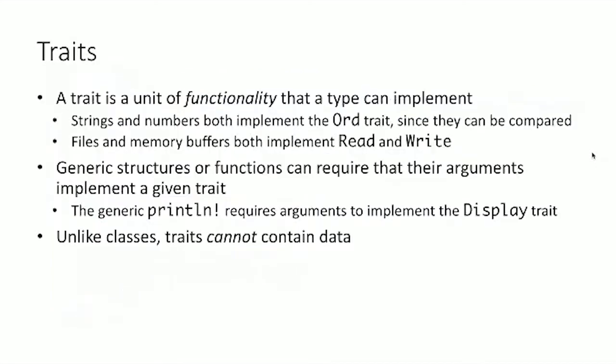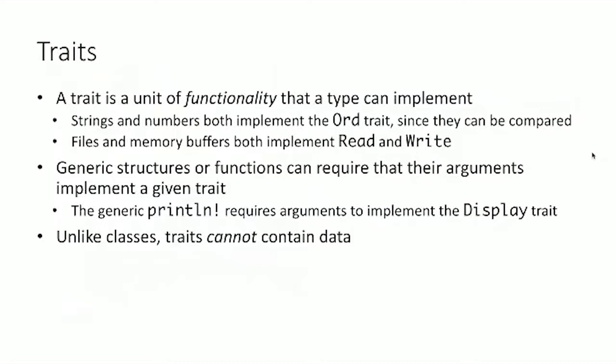In addition to lifetimes, Rust also implements, as part of its type system, a mechanism called traits. Now, a trait is a unit of functionality that can be implemented by a type. What this means is that you can have something like a string that would implement the ordered trait, because you can compare two strings and see whether one comes first or the second comes first, lexicographically, or you can compare them for equality.